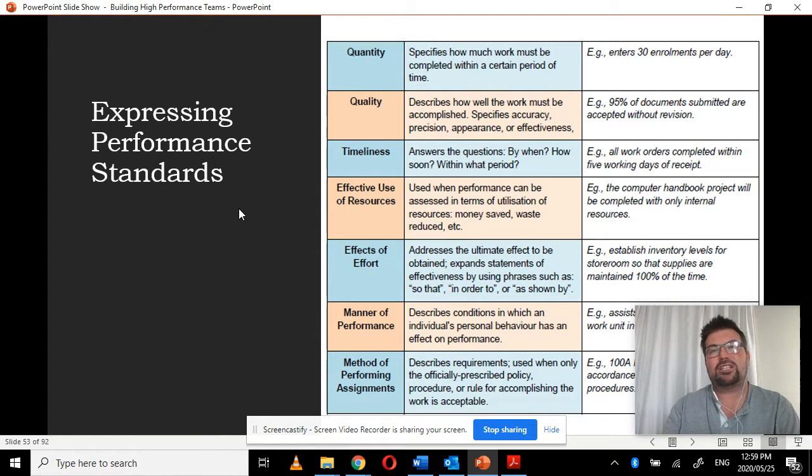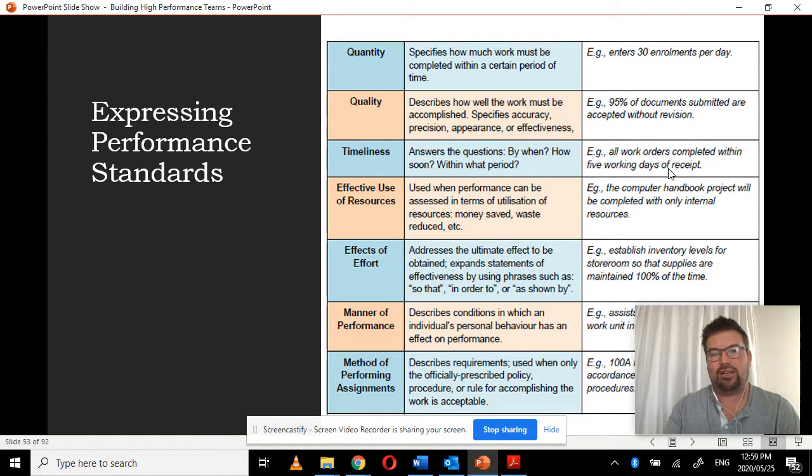Now, how do we express the performance standards? So it could be quantities. Okay, so how many? So, part of my job is to enroll 30 people per day. That's a quantity. Quality, 95% of documents are submitted without revision. So, in other words, I submit something, it doesn't have to be edited. 95% of my work is done properly every single time. So, that's my quality. Timeliness, okay, all orders have to be done within 5 days of receipt. Now I know within 5 days these things have to be done.